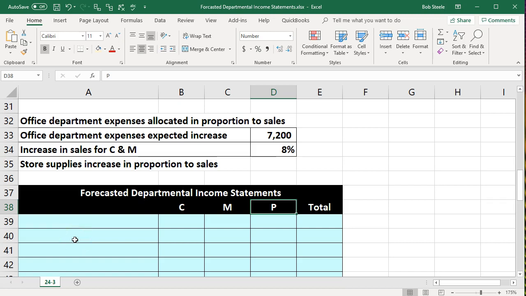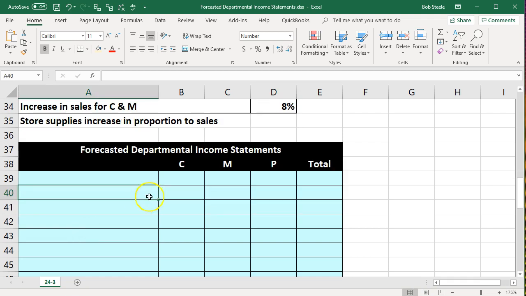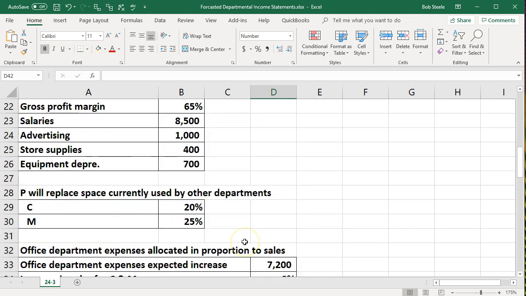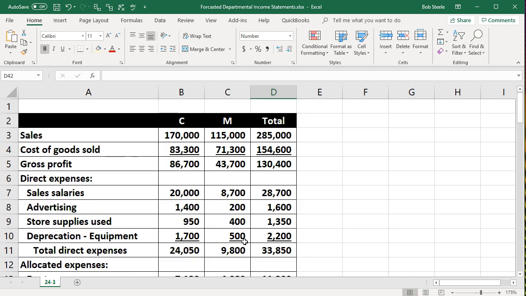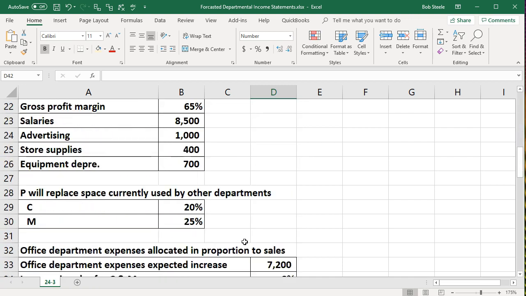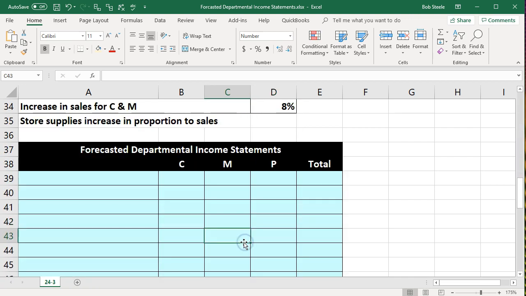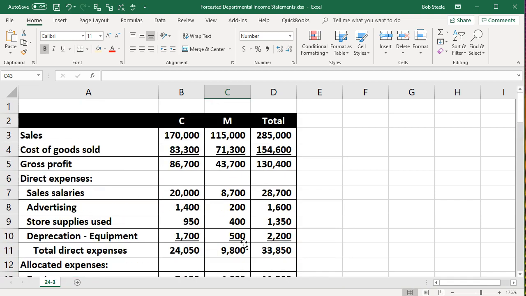In this presentation, we will work a problem related to a forecasted departmental income statement. The scenario will be that we currently have two departments. We're thinking about adding another department, P. We're going to make a forecasted or budgeted or future income statement with department P for managerial decision making. We're going to have the information up top. We're going to use that information in order to fill out our income statement down below.